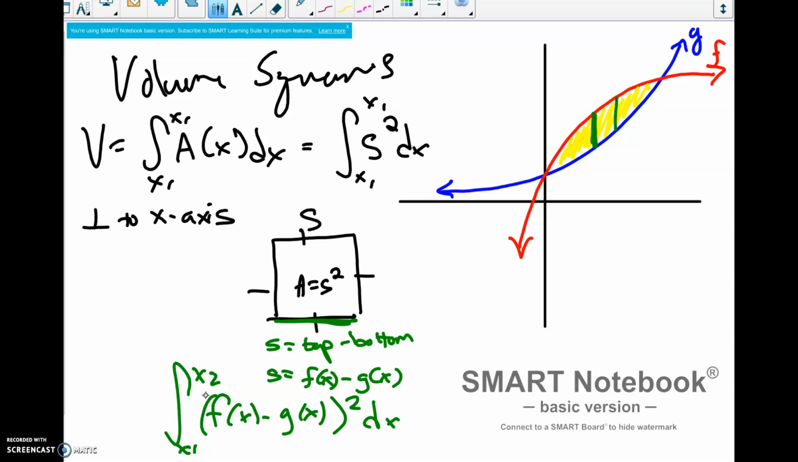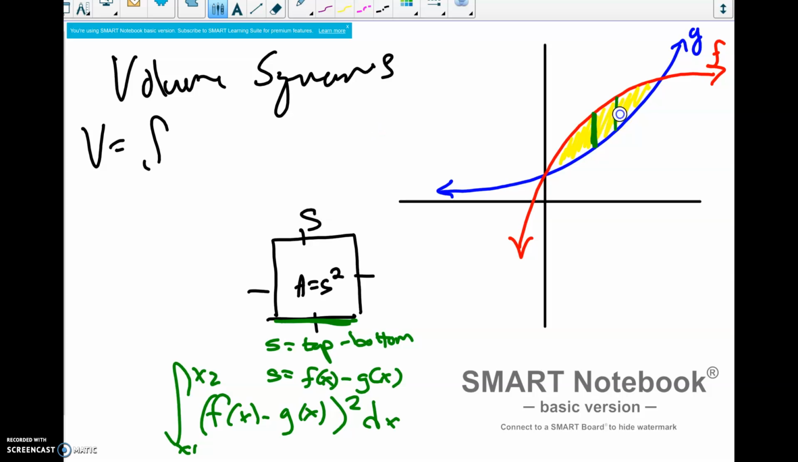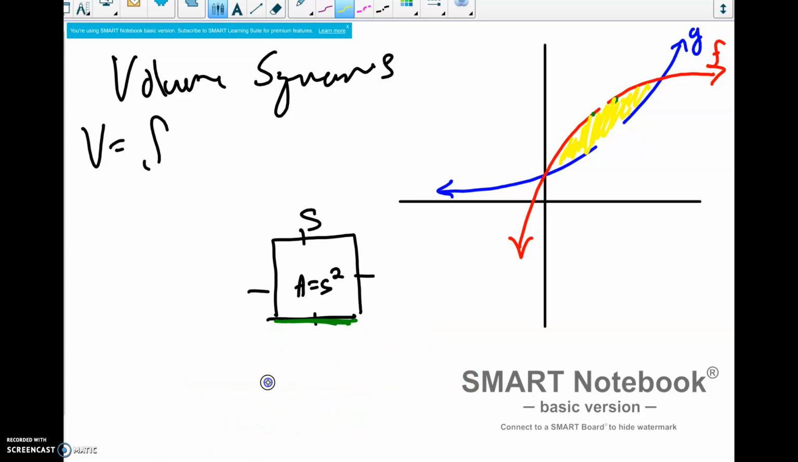Okay, now if I were to change things and this is going to be perpendicular to the y-axis, well then let me erase this here. I have this yellow region still, and let's erase that. So then it's still going to be the area.